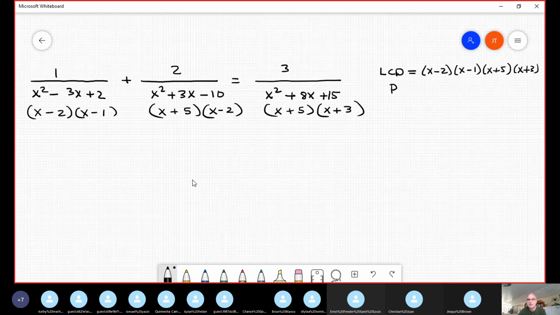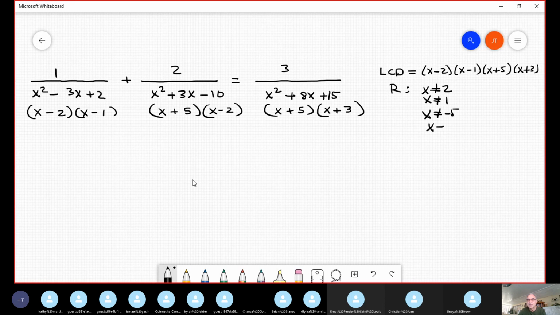Therefore, we have 4 restrictions. x is not 2, not 1, not negative 5, and not negative 3. Do you see I did it easy? Because it's the same number here but with the opposite sign. Here negative 2 in the binomial means the restriction is positive 2, because 2 minus 2 is 0. And it is totally illegal for a denominator to be 0. Remember, LCD, denominator.